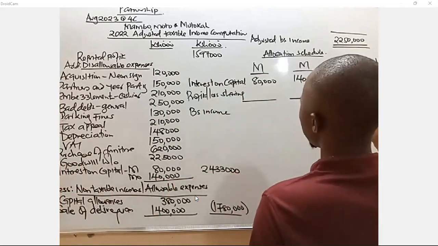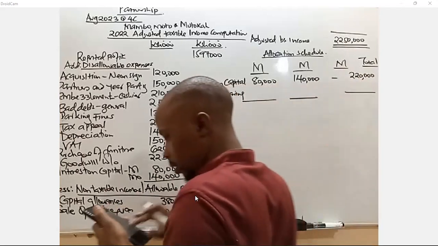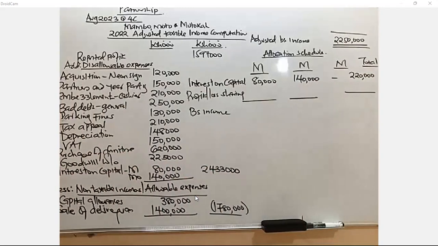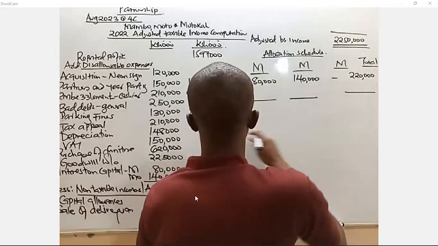Right? How much is our business income? Someone to confirm for me whether this figure is correct. Someone to confirm kindly. Is 2250 correct? Kindly confirm. Mary. Yeah, it's correct. 2250. Thank you. Okay. So in this case, your business income is 2250.